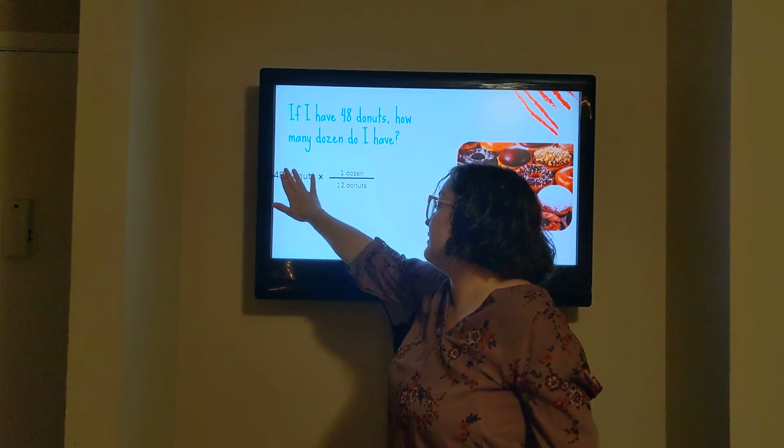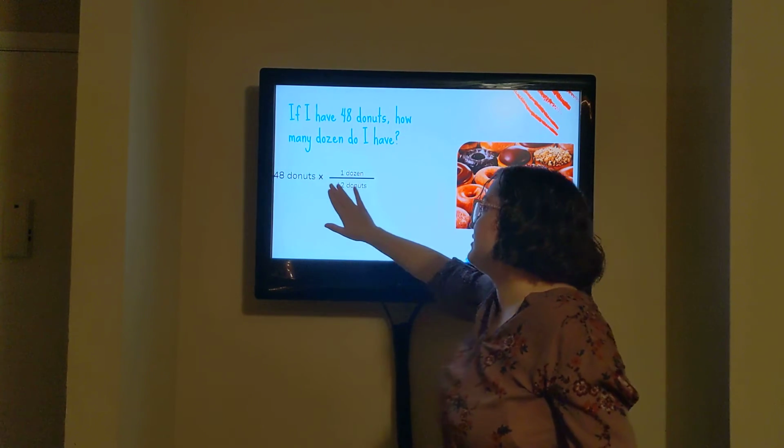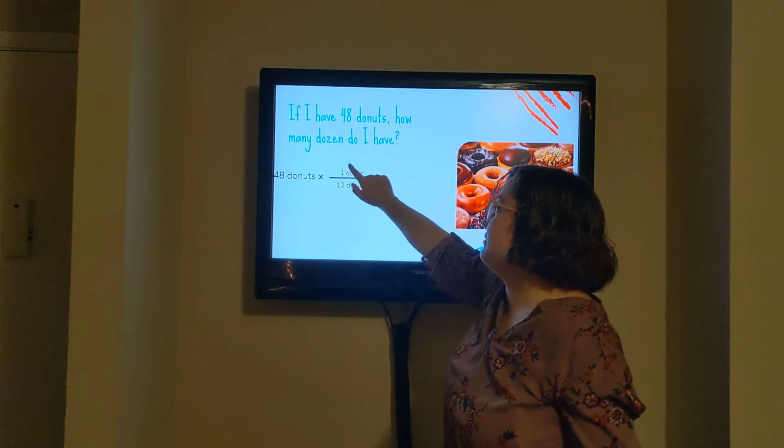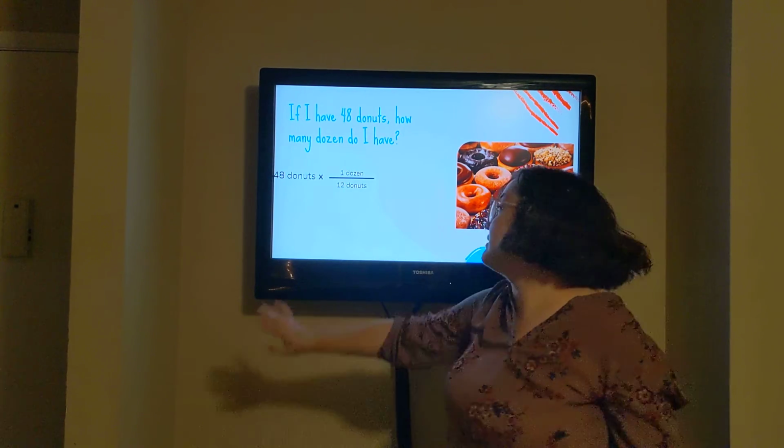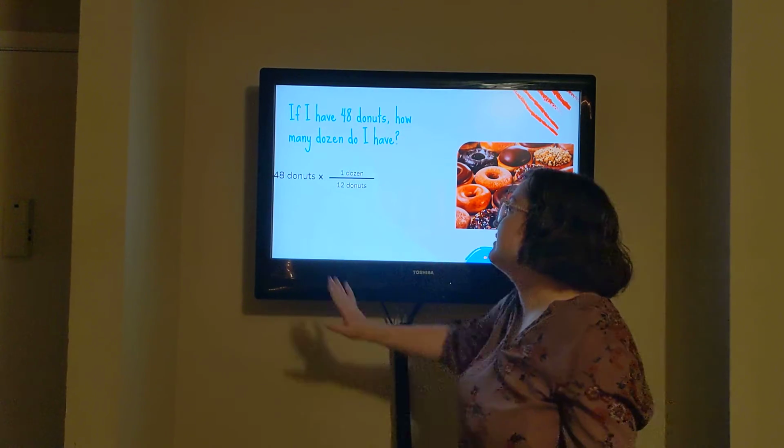So remember, donuts on the top, donuts on the bottom, we'll be left with dozen. This is so that the donuts will cancel and you'll be left with just dozen, right? So now that we have our equation set up, we can do our dividing.